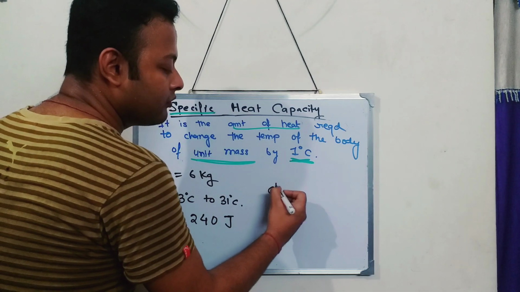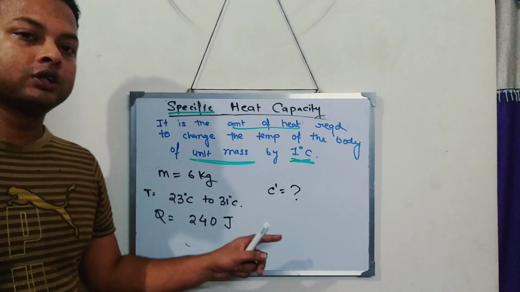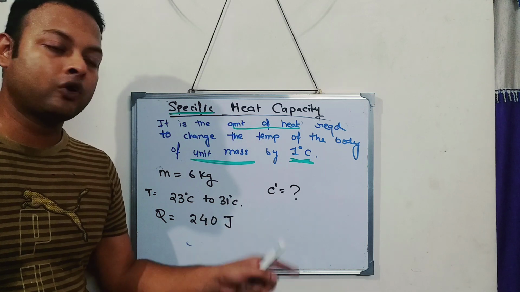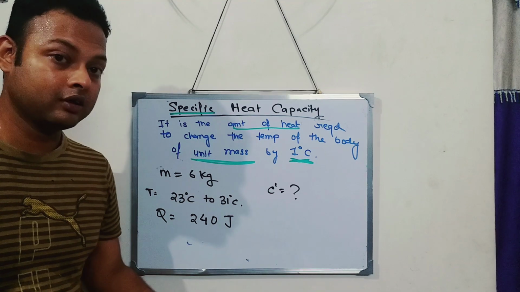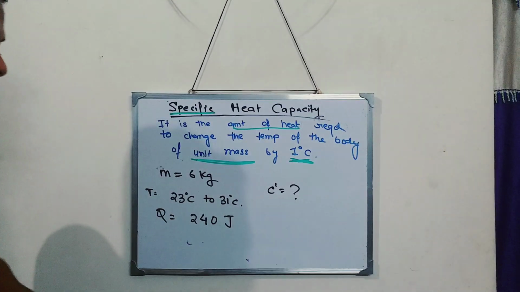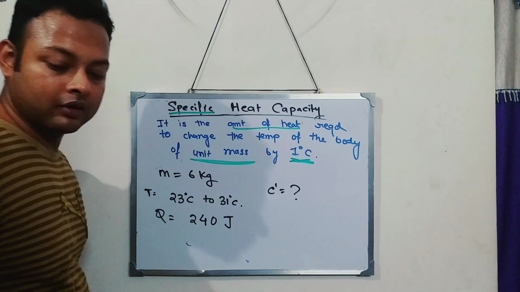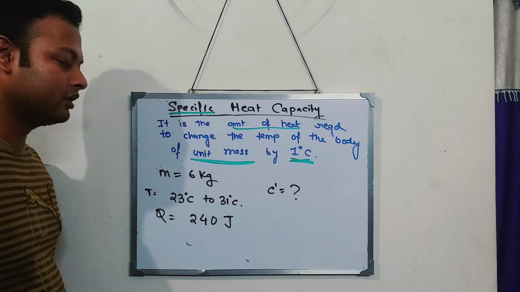Now, what is the specific heat capacity of this body? What is the value of C dash? Please answer this question and write the answer in the comment section. I want the answer with the correct unit also. So, after getting the answer, you have to mention the unit. Now, you understood this part? 6 kg, 23 degrees centigrade.